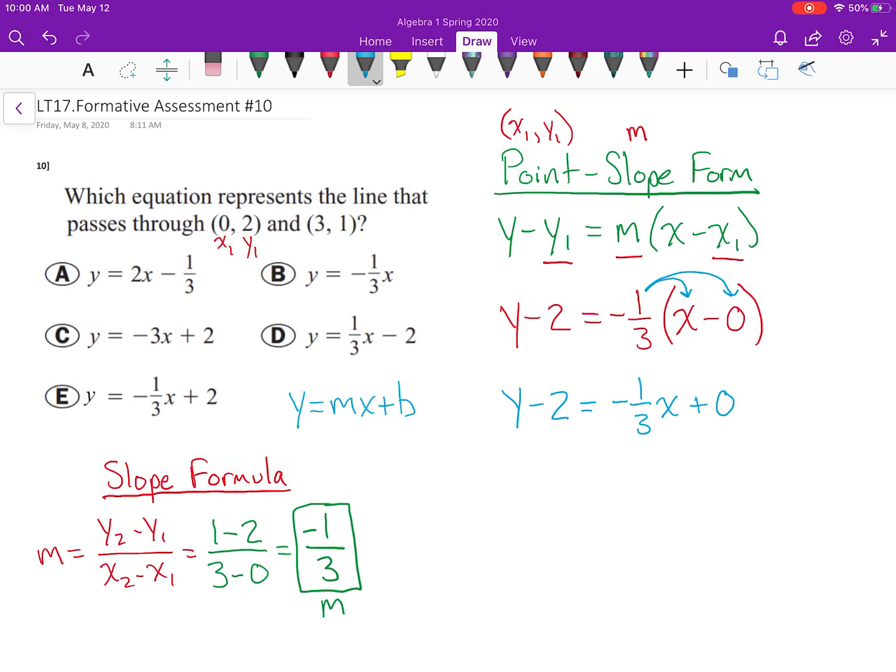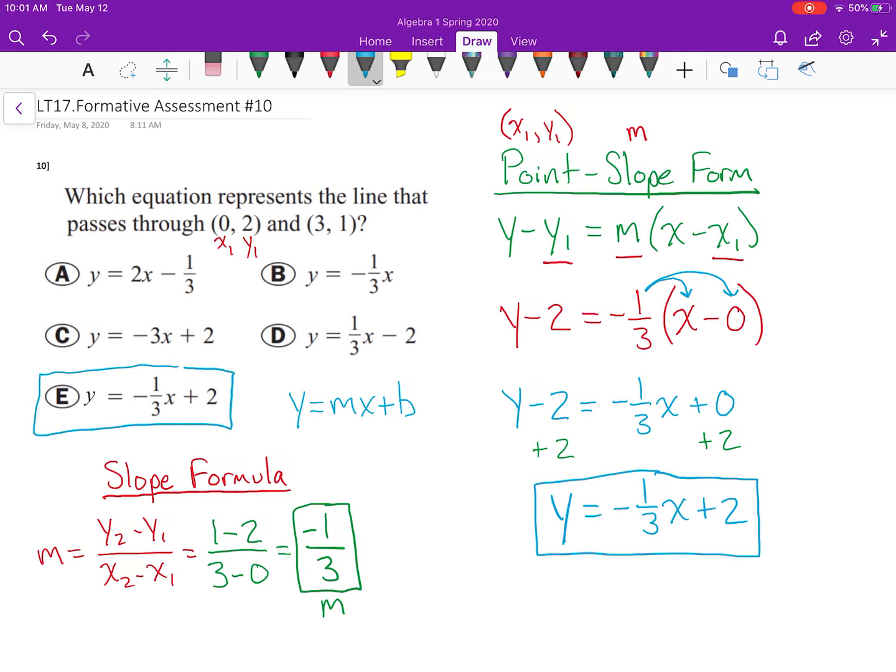Let's see what happens. I still have y minus 2. I need to bring that negative 2 to the other side. So to do that, I'm going to add 2. And I'll just add 2 over here to this 0. And now I should see that my final answer should look like y equals negative 1/3 x plus 2. Now I have my equation in slope-intercept form, and if I come over to my choices, that looks like it matches up with choice E, y equals negative 1/3 x plus 2.